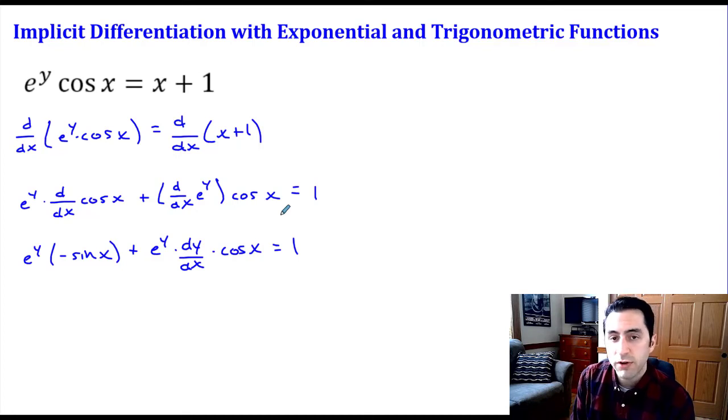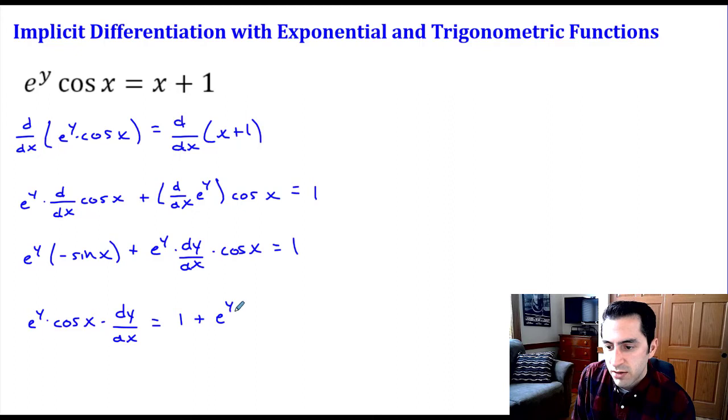And now we want to solve this equation for dy over dx. So we want to isolate it. The first thing I'm going to do is bring this negative out front, and I'm going to add this term to both sides. So what I end up with, doing a little bit of rewriting, is e to the y times the cosine of x times dy over dx. And then adding that term to both sides, we have 1 plus e to the y times the sine of x.